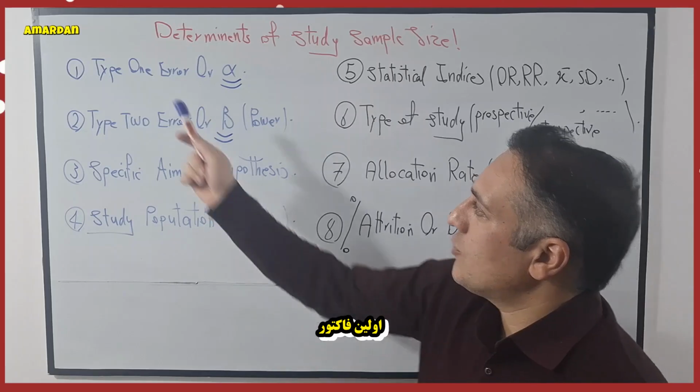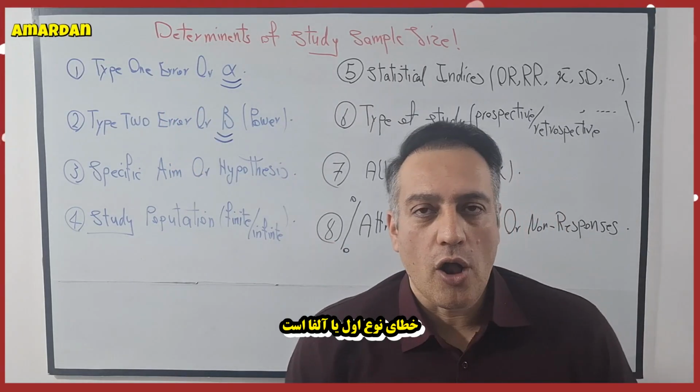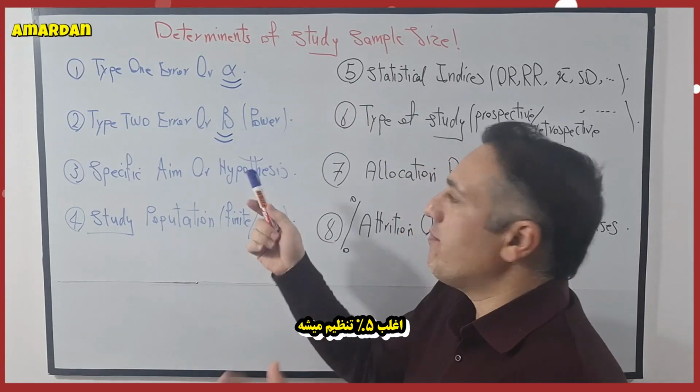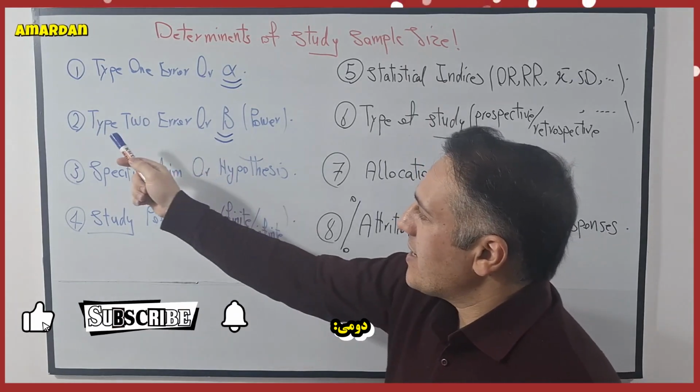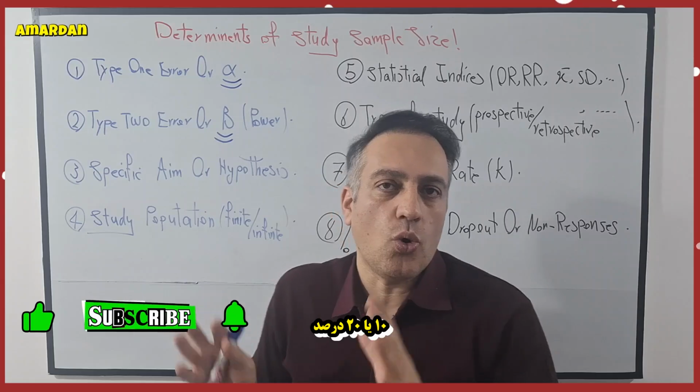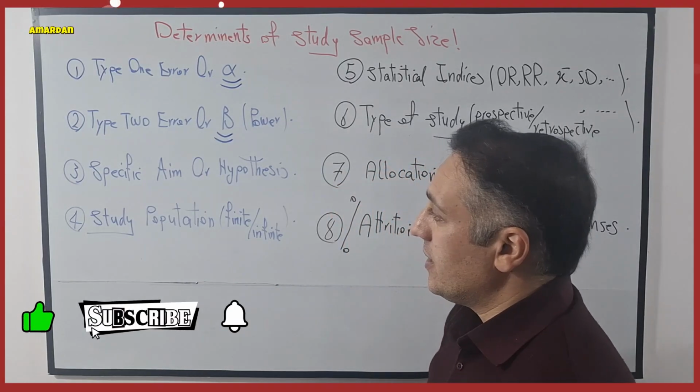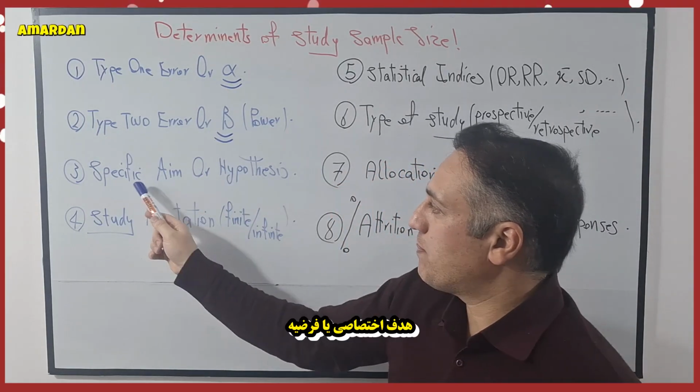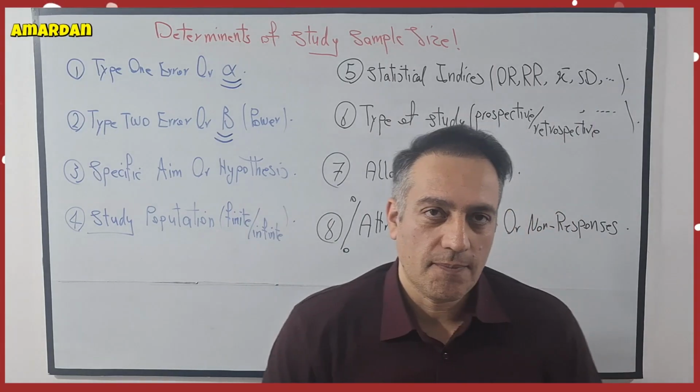First factor is type 1 error or alpha, usually set as 5%. Second, type 2 error or beta, usually set as 10% or 20%. Third is very important, specific aim or hypothesis.